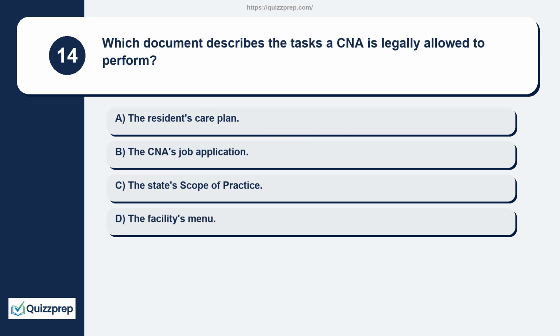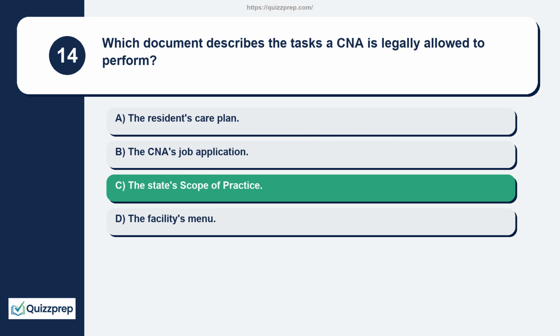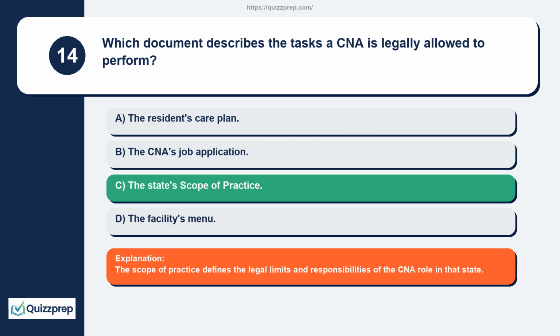Question 14. Which document describes the tasks a CNA is legally allowed to perform? The resident's care plan, the CNA's job application, the state's scope of practice, the facility's menu. The scope of practice defines the legal limits and responsibilities of the CNA role in that state.